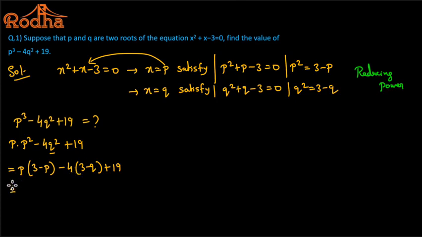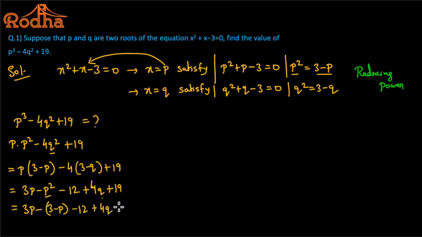If I just break it, it will be like 3p minus p square, and minus 4 into 3 is minus 12, plus 4q plus 19. So again I need to reduce the powers. Here p square is there. Again I can replace p square with 3 minus p. This will become 3p minus 3 minus p minus 12 plus 4q plus 19.